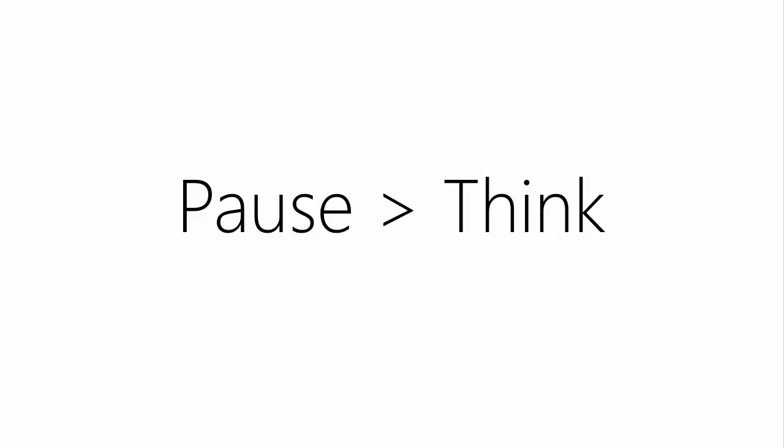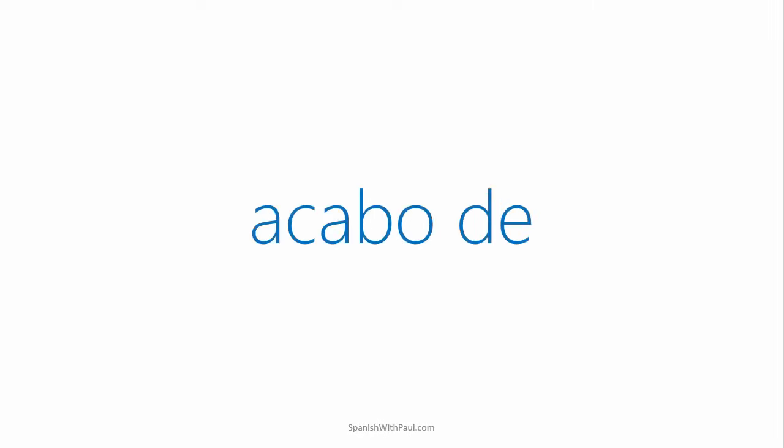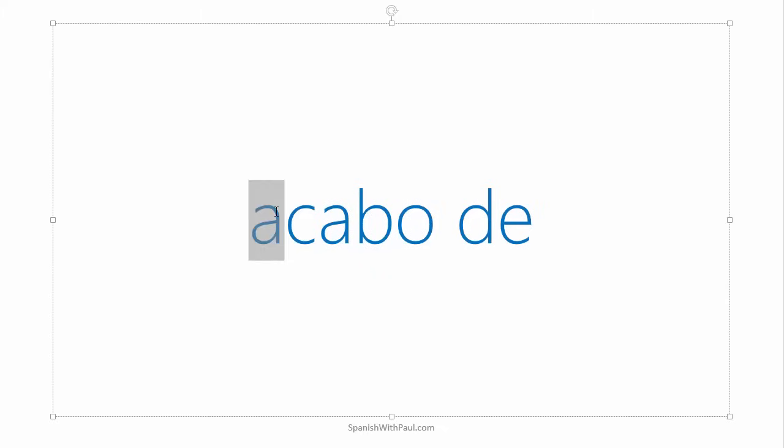So with all that said, let's get started now with mini course number 5. I'm going to begin by showing you a magic trick in Spanish. To say I just would be acabo de. So we have acabo, and it's always followed by de. So acabo de means I just.